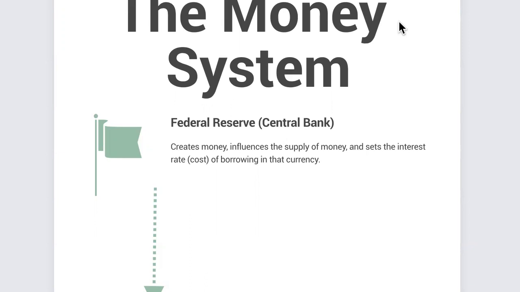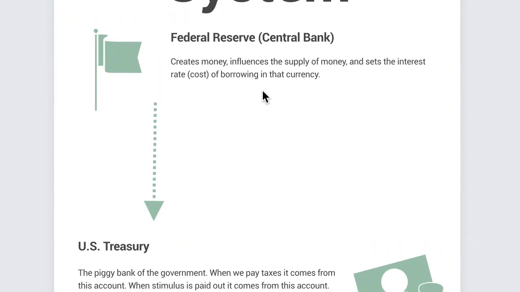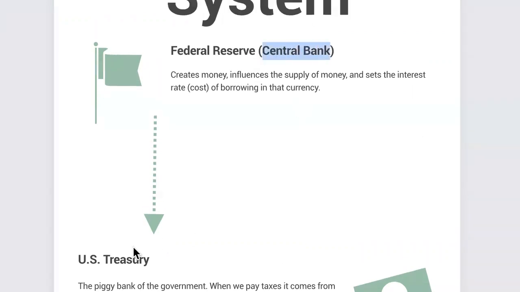How does money get created? How does it show up in the economy? Where does it come from? There are two institutions in the United States, and most countries have something similar, but we're strictly going to focus on the United States for this video. The two institutions are the central bank and the Treasury.